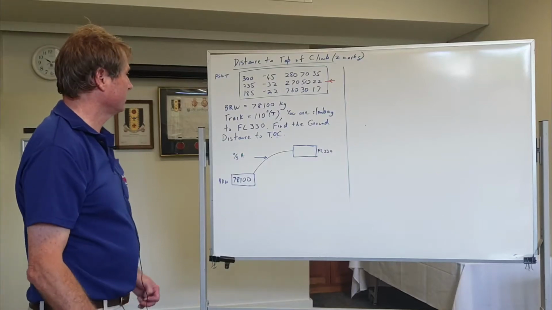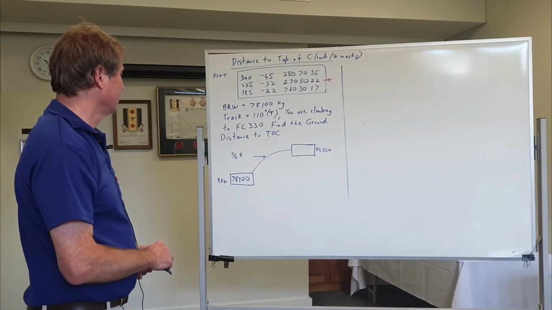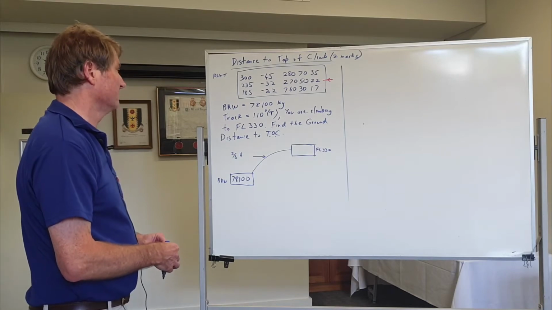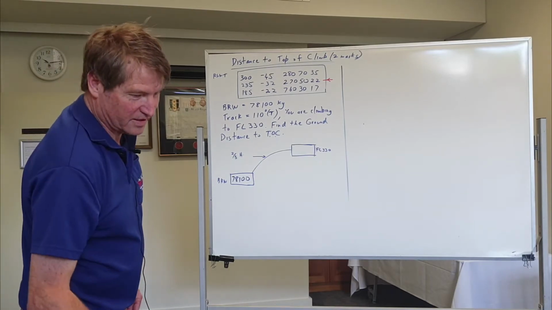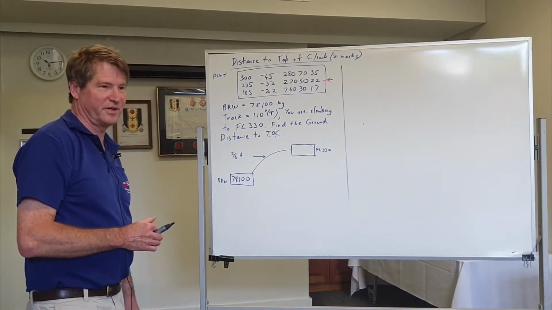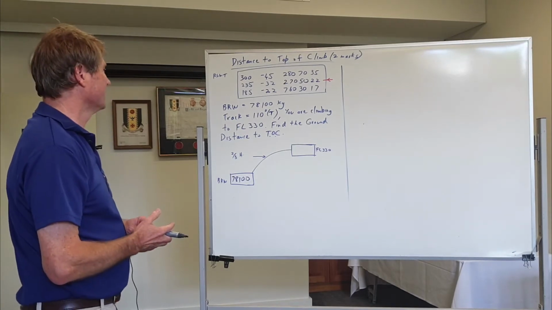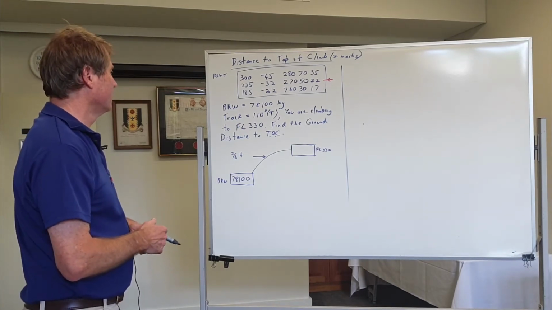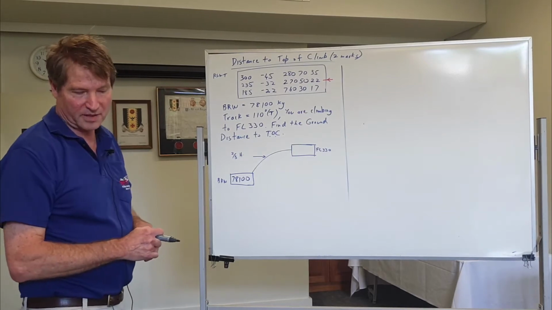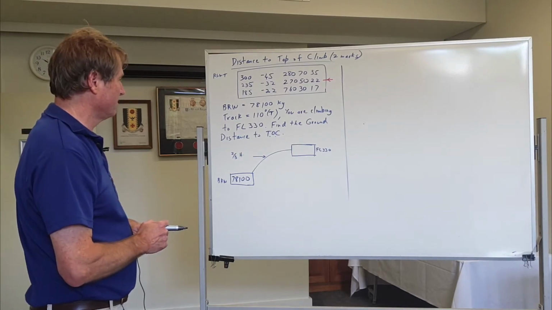Okay, so another typical 2 marker, and maybe if someone's feeling generous, maybe it could even be a 3 marker. But yeah, probably more like a 2 marker. Basically, it's distance to top of climb. So they'll give you a brakes.